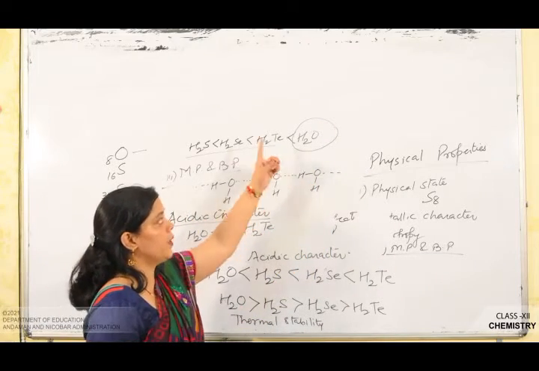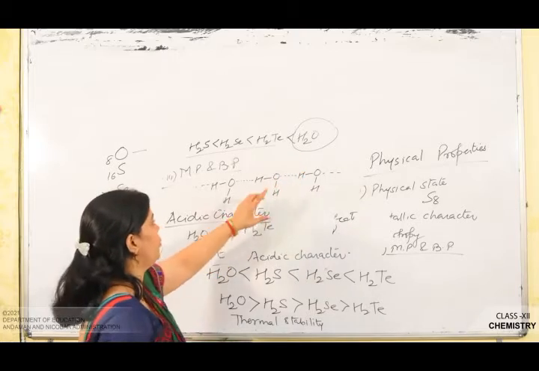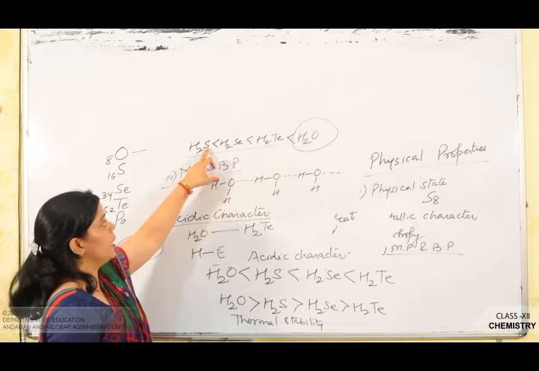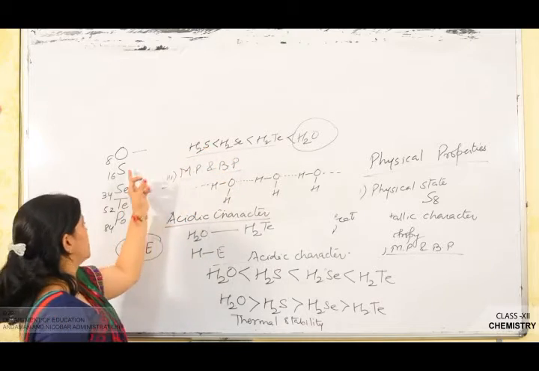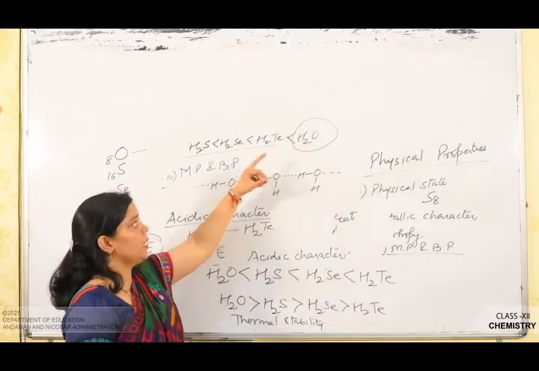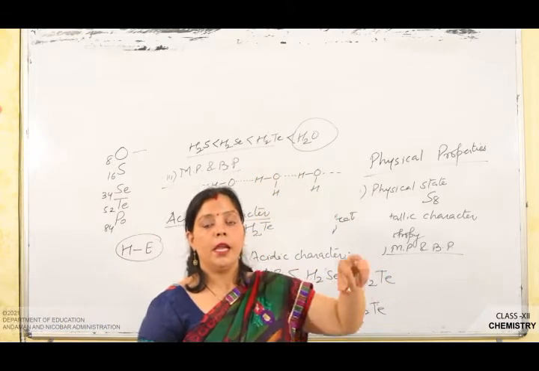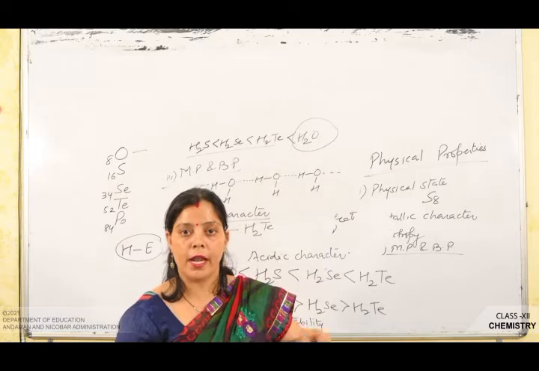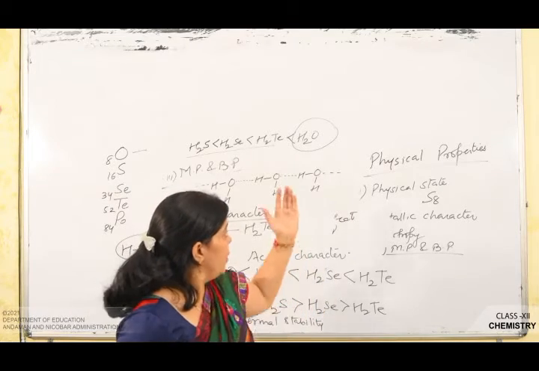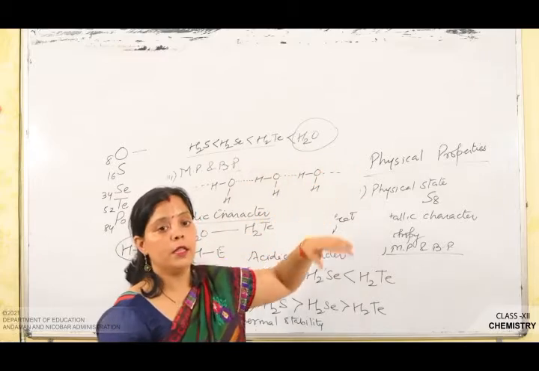H2O has very high melting and boiling point only due to the formation of intermolecular hydrogen bonding, whereas the melting and boiling point increases from sulfur to tellurium due to the increase in atomic size. The increase in atomic size results in an increase in the van der Waals force of interaction, and in this way the bond becomes stronger and the melting and boiling point increases in this order.